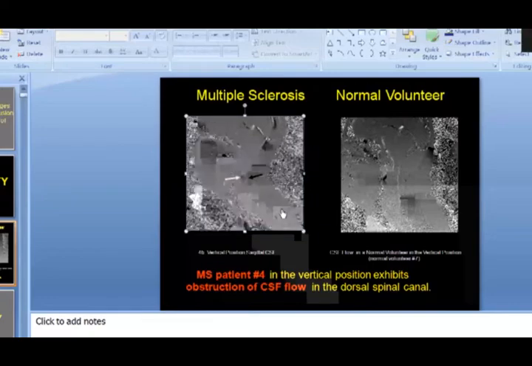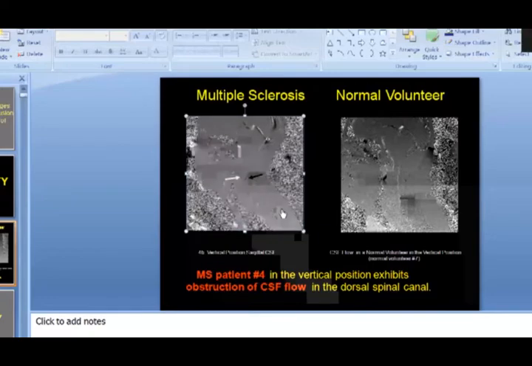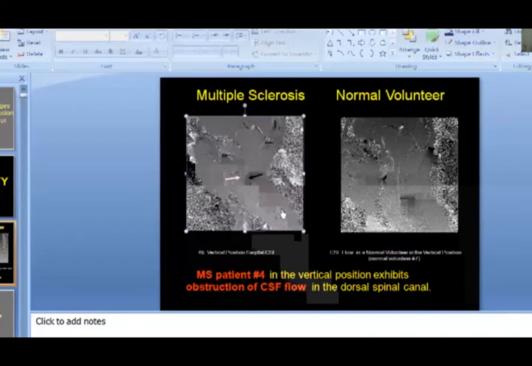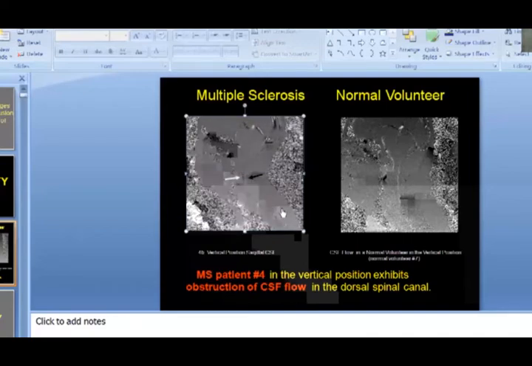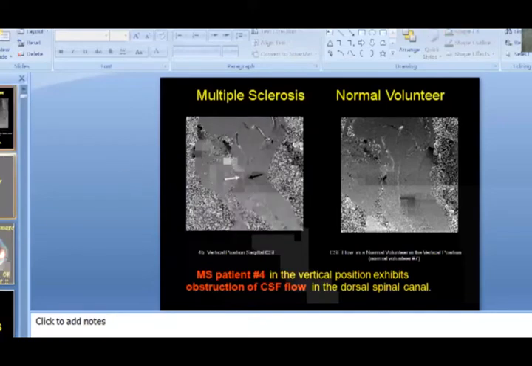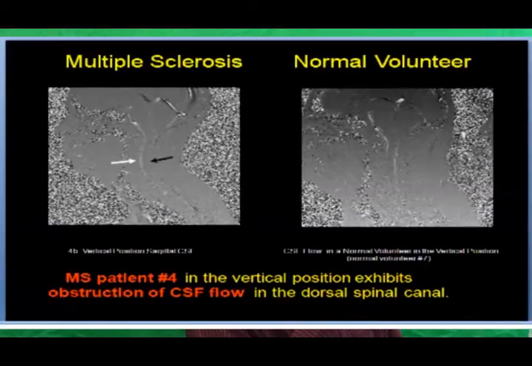Yes. Okay. Now, we have a Parkinson's patient. Can I get to that somehow? We have a Parkinson's patient where we measured the cerebrospinal fluid flow. Oh, yeah, that's it. Can I show that one?